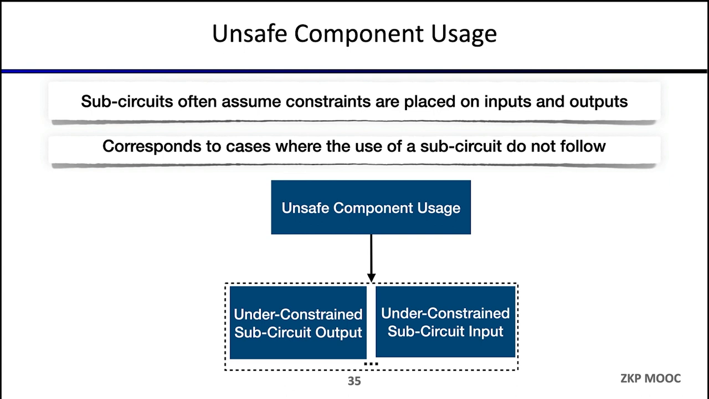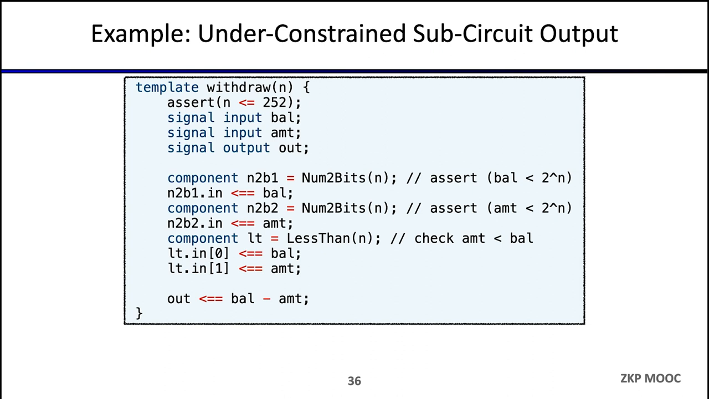The second category that I'm going to introduce is called unsafe component usage. As we probably know, a large ZK circuit is typically composed of many small and reusable gadgets or components, right? Just like playing with Lego blocks. While each individual component or gadget may look safe on its own, a bug may still happen at the boundary because of incorrect assumptions. That's what we mean by unsafe component usage, which includes both under-constrained sub-circuit output as well as under-constrained sub-circuit input. Let's take a look at a concrete example as well.